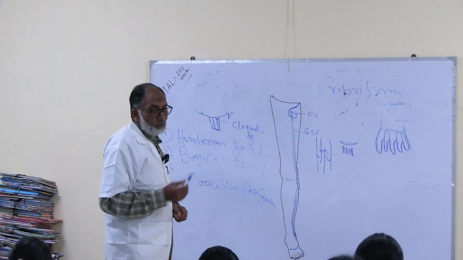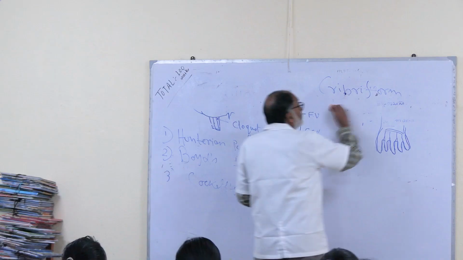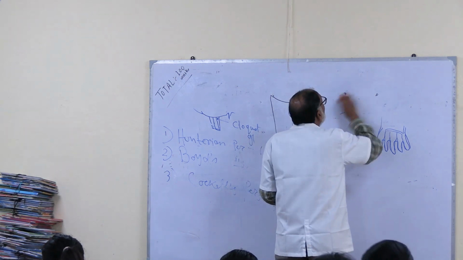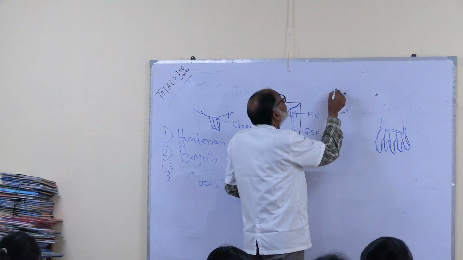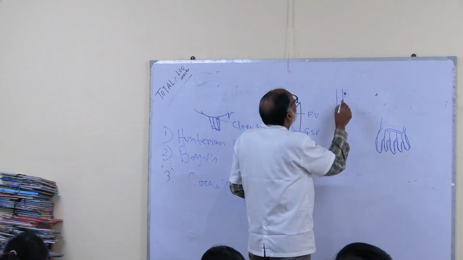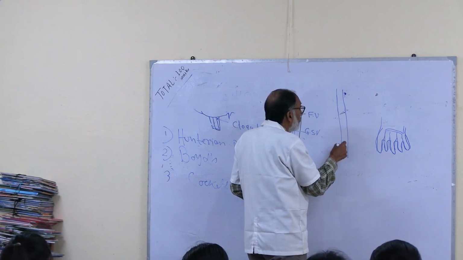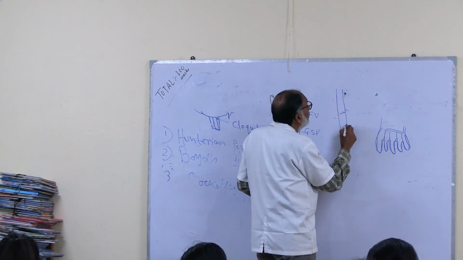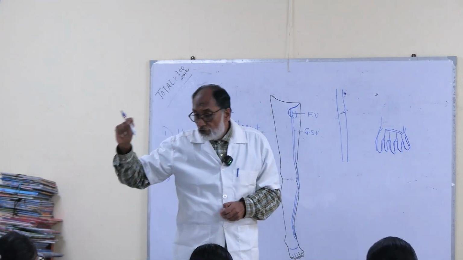Now come to the below knee perforator. Below knee perforator. Here you see, suppose this is femoral vein. Femoral vein. Here you will get, before that, let us discuss about some deep veins.